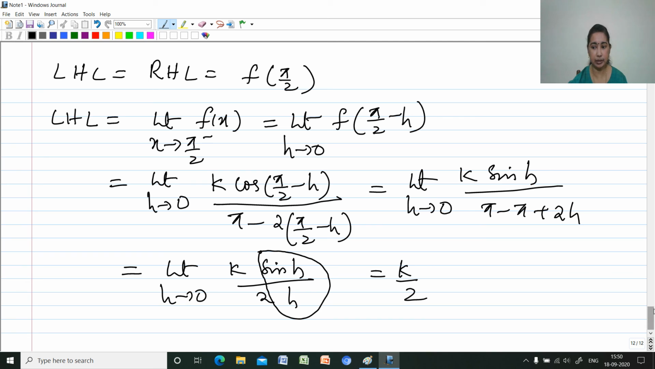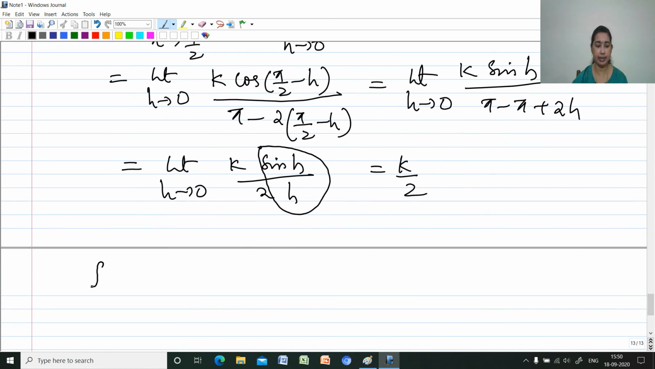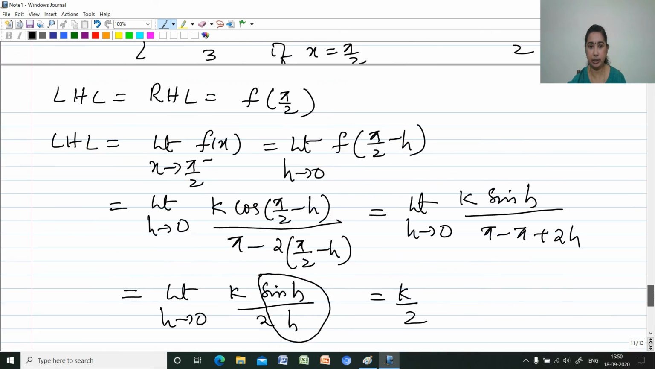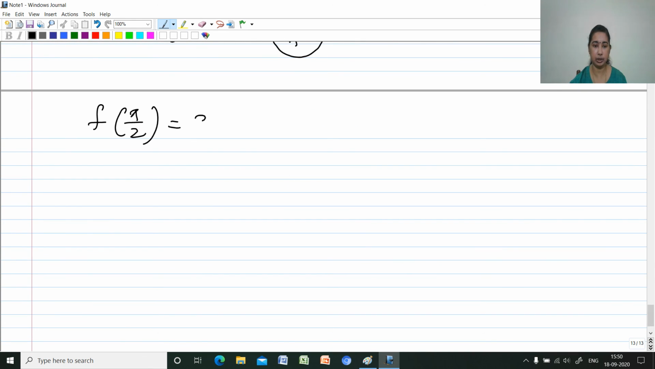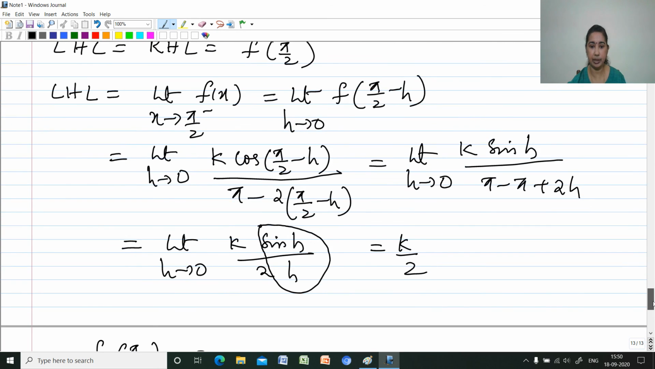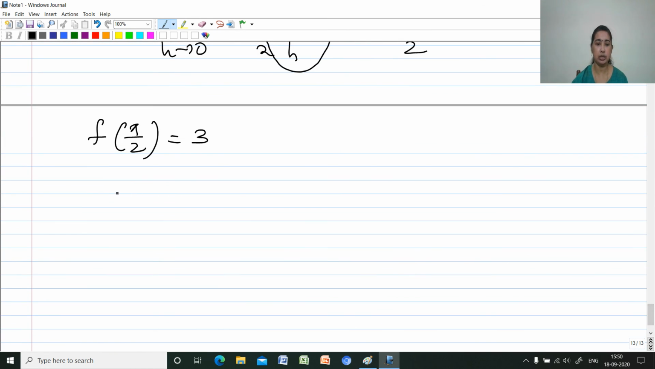And since it is given that it is continuous, we can say that LHL equal to RHL is equal to f of pi by 2. Here f of pi by 2 is given as 3, so this is equal to 3. Earlier we got LHL equal to k by 2. So this k by 2 will be equal to 3, or k is equal to 6. We were supposed to find the value of k.